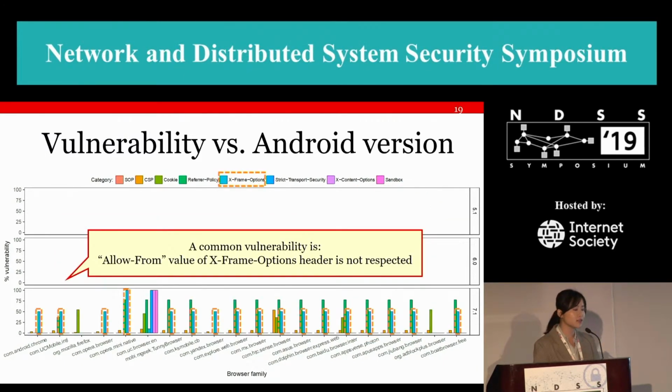Second, most selected browsers share a common vulnerability: the allow-from value of the X-Frame-Options header is not respected, thereby causing websites that actually use it to be potentially vulnerable to the clickjacking attack.